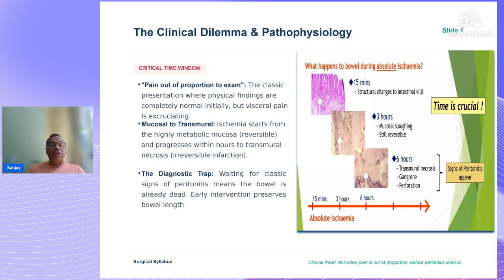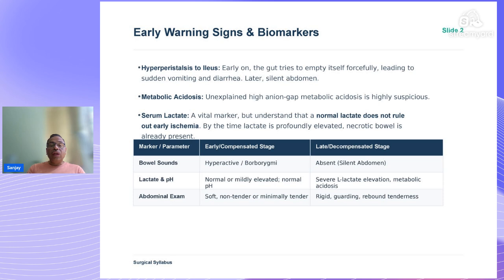That means the bowel is already necrotic. There's already a perforation which has occurred, and the bowel may be totally gangrenous and insalvageable. In such cases, you only have to do excision of the bowel. That's why early intervention preserves the bowel length when the ischemia has just affected the mucosa, which is still reversible. Now, what are the early warning signs and certain biomarkers which would help you in making an informed diagnosis?